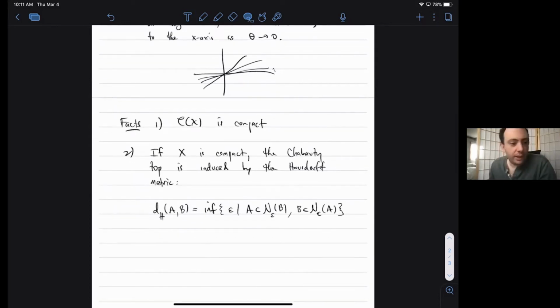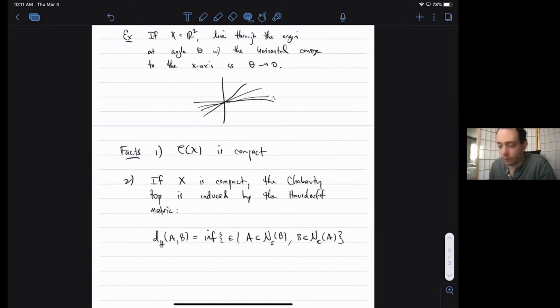But you should notice that just using the Hausdorff metric doesn't work for general X, because if you look back at the R2 example, these lines through the origin at angle theta are converging to the x-axis, but the Hausdorff distance between any line through the origin and the x-axis here is always infinity, because there are always points on this line that are very far away from the x-axis.